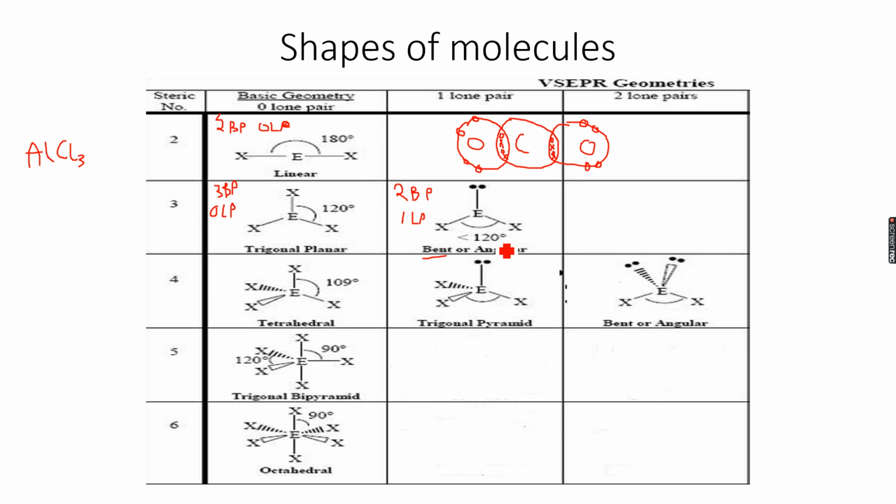Okay. Then when the steric number is 4, and out of these 4 there are 4 bond pairs and 0 lone pairs, then in that case the molecule is said to be tetrahedral. So an example of this molecule is CH4, methane. Methane is tetrahedral. We will look at this in the slides to come.